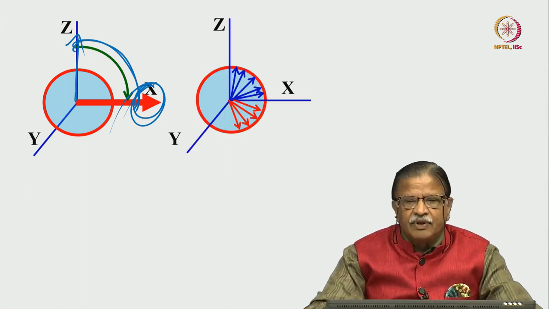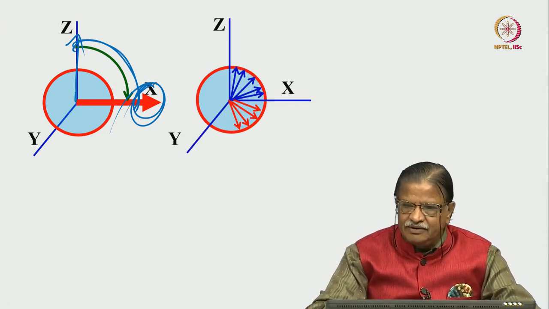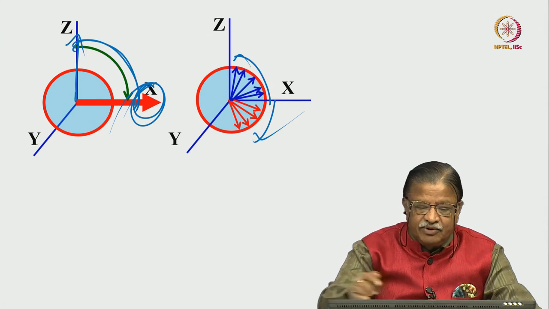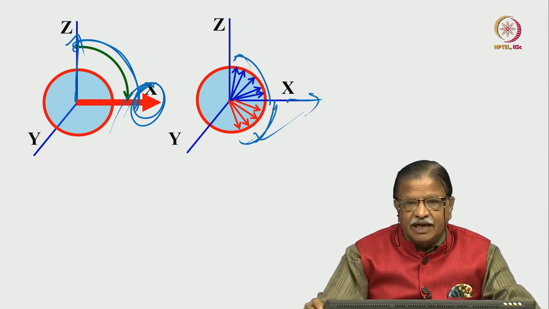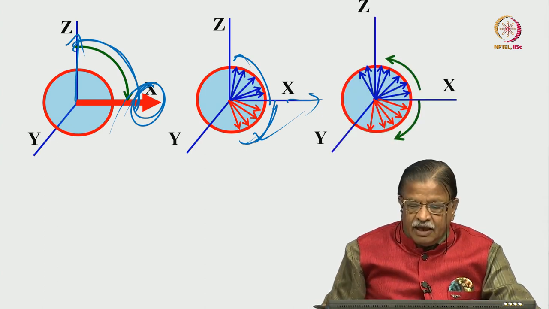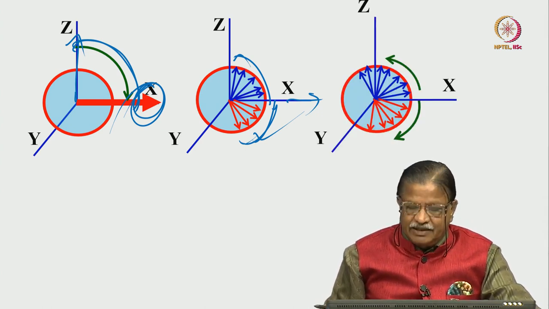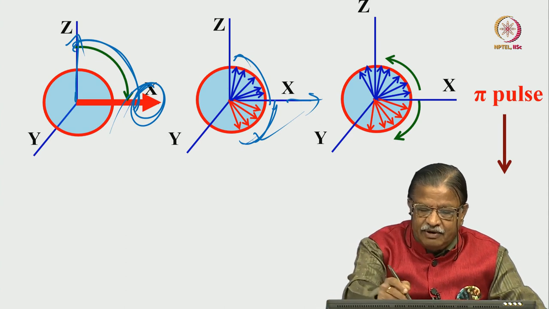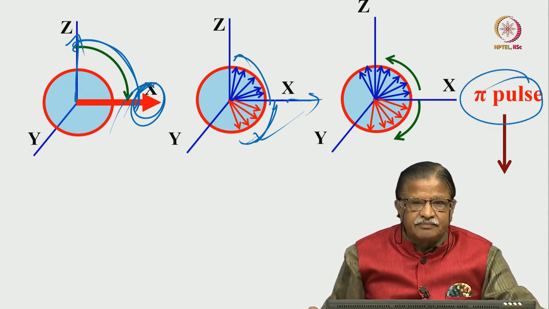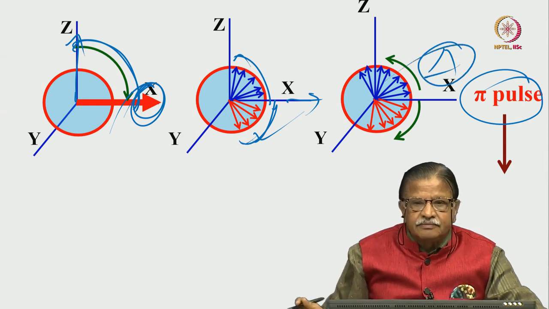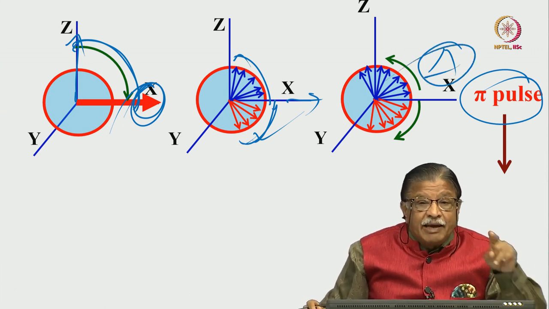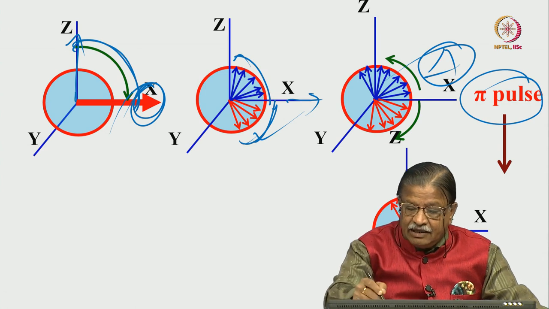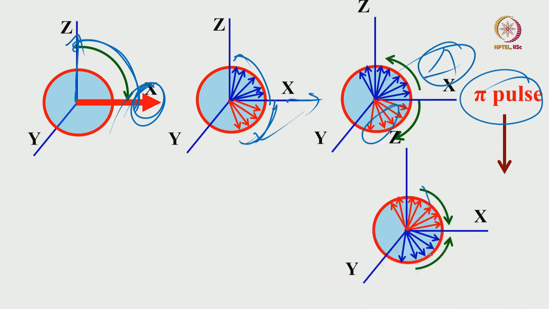Now, with time, there is a decoherence. Some are fast moving vectors, some are slow moving vectors, they start moving. Some move this side, some move this side with respect to the x-axis. Continue for a longer time, they keep on dephasing like this. After a certain delay delta, you apply a pi pulse. What does the pi pulse do? I am applying the pi pulse on the x-axis. You rotate along the x-axis like this. Then the red spin vectors move here and blue vectors move here.